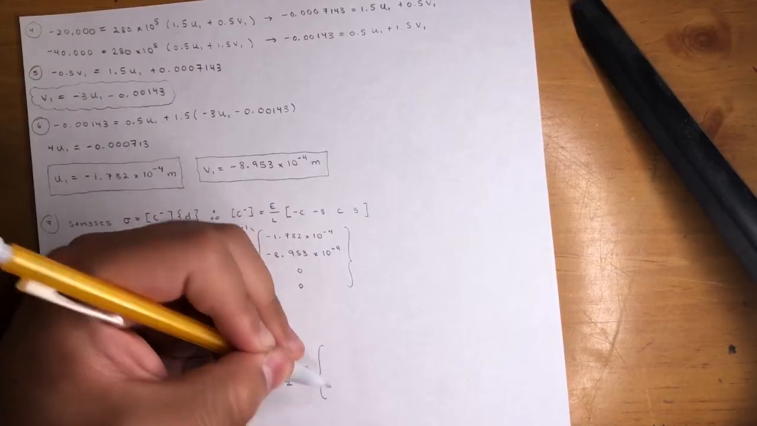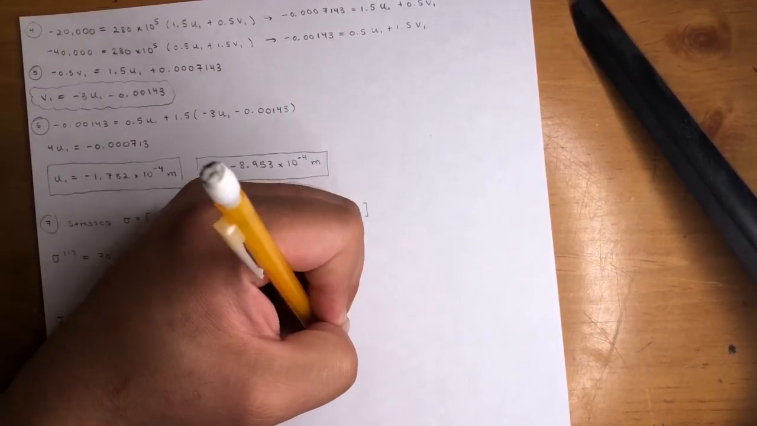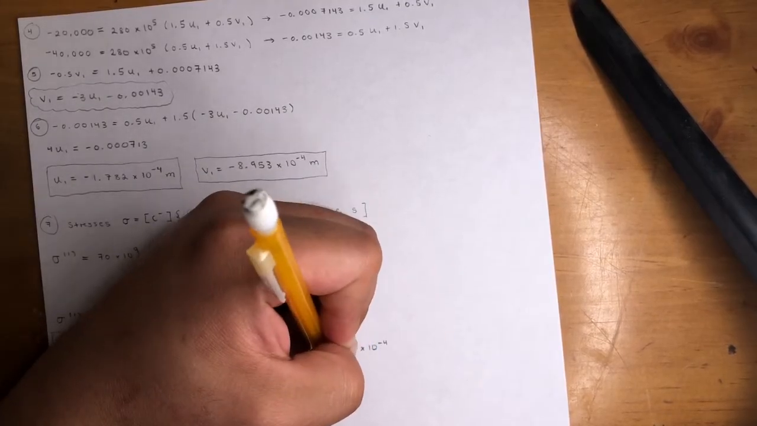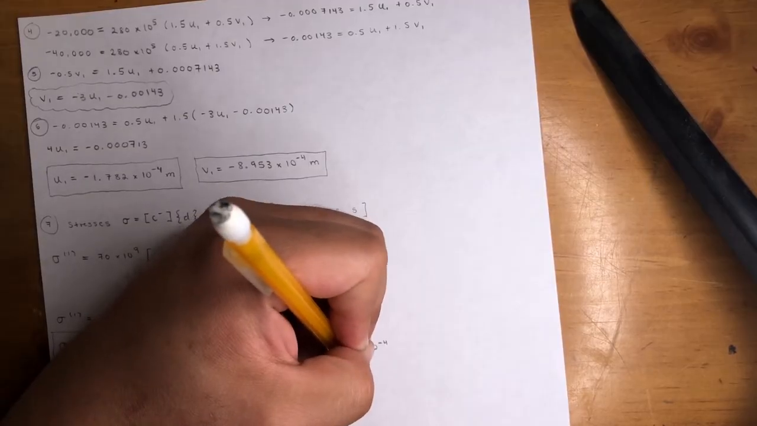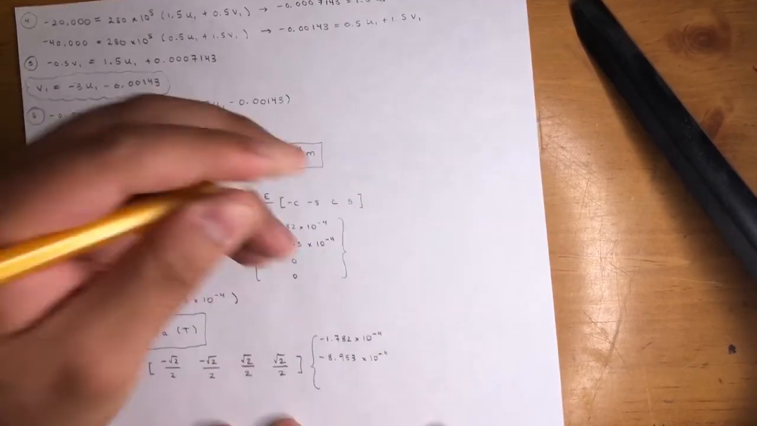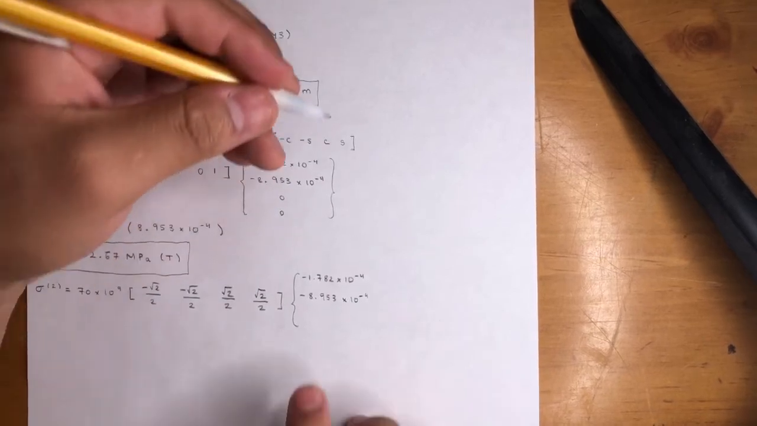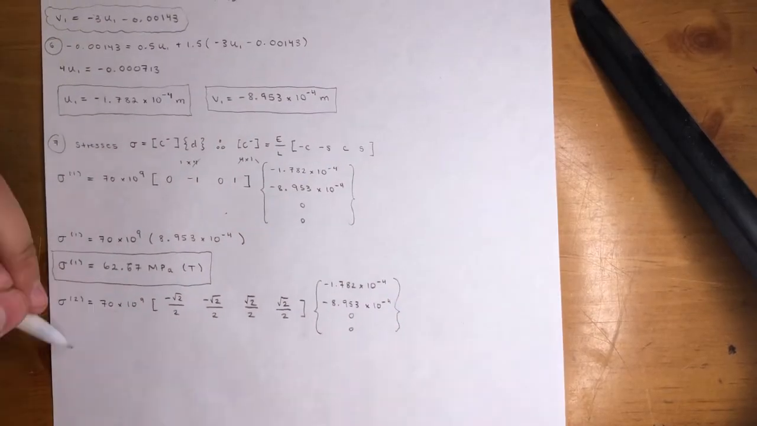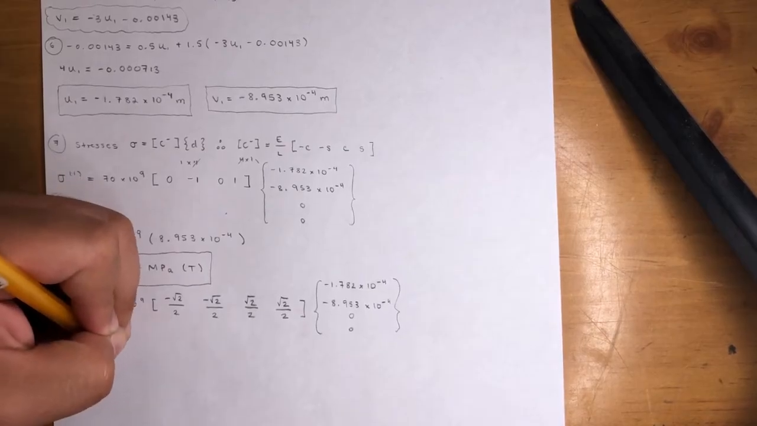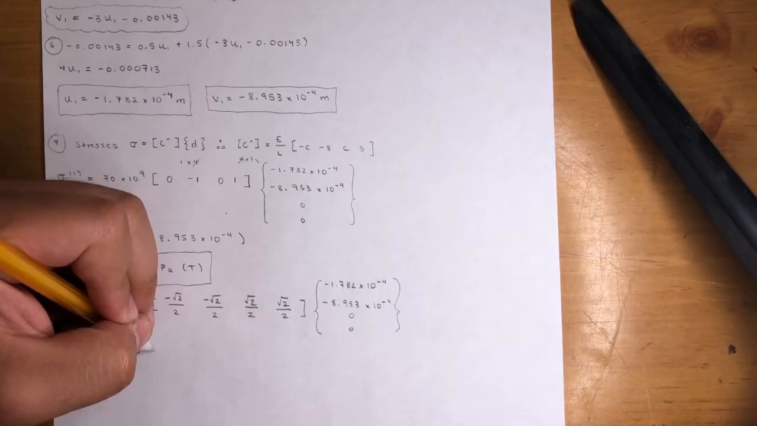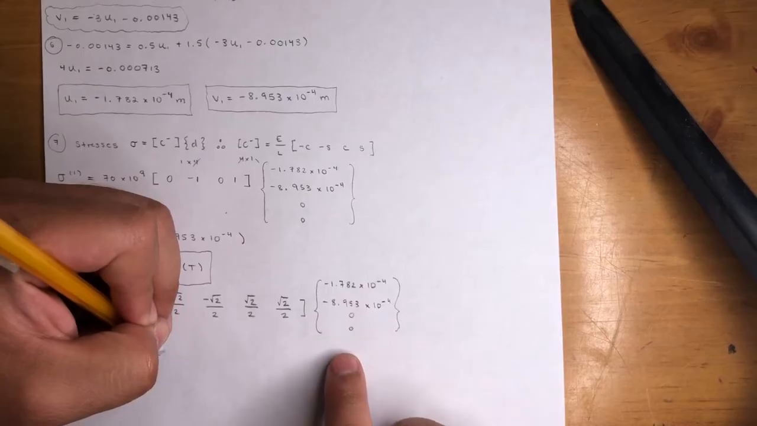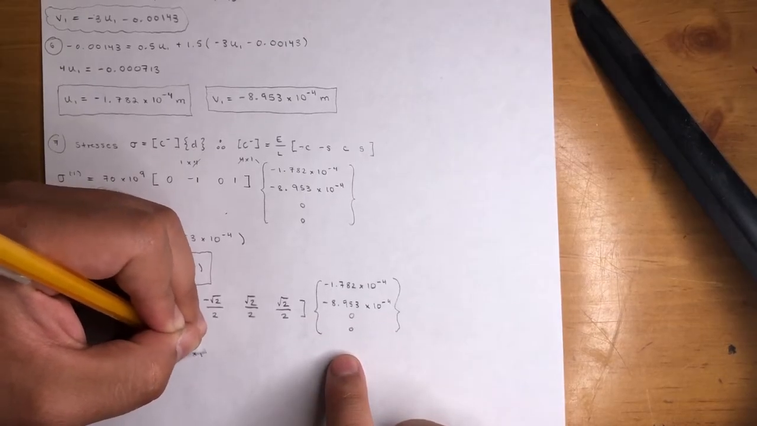And then displacement, right? From U1, so I'm going to go ahead and put -1.782 times 10 to the negative 4, negative 8.953 times 10 to the negative 4. We're going to move it up in case you can't see. And then U3 and V3 are 0. All right, so that means sigma 2, I'm sorry, is equal to 70 times 10 to the 9, parentheses, negative radical 2 over 2 times that. And it's going to be positive 1.26 times 10 to the negative 4.